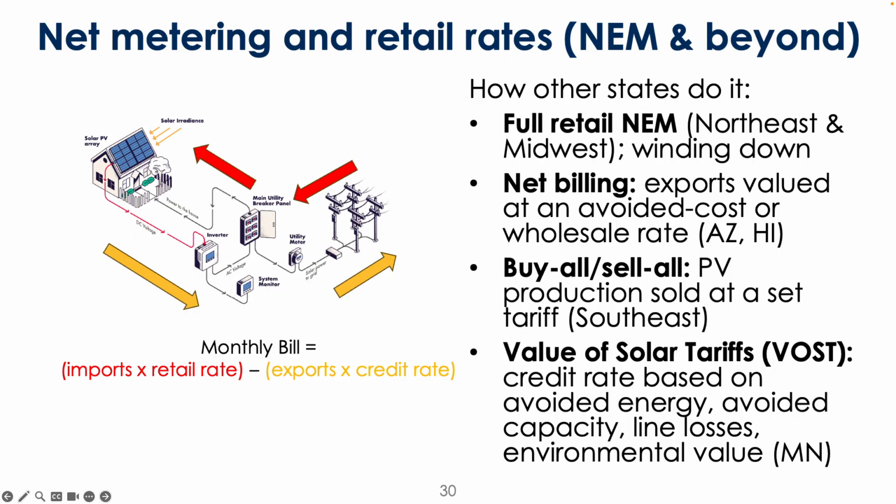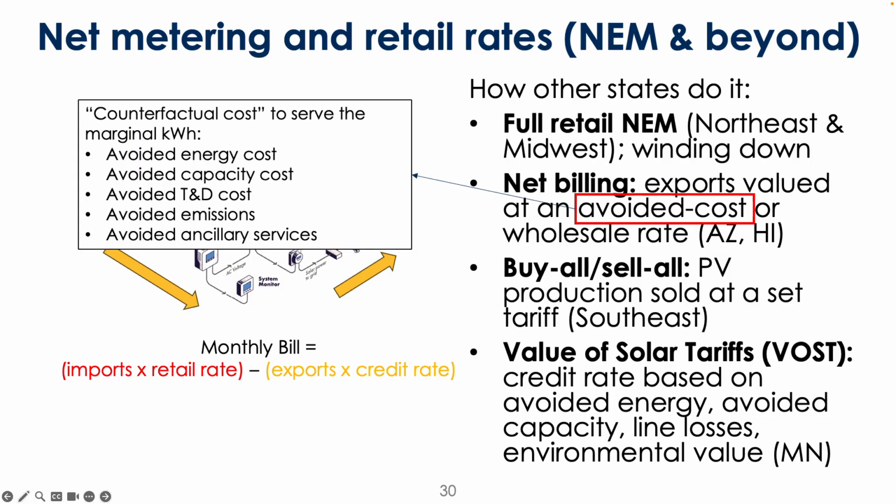This tries to think about the consequential value of offsetting electricity production elsewhere with your solar, and valuing that into this particular tariff rate. So it's a little bit more complicated. Avoided cost is a counterfactual cost to serve marginal kilowatt hours, and it includes the avoided costs of all of these things.